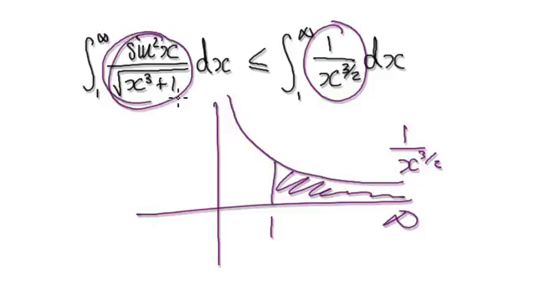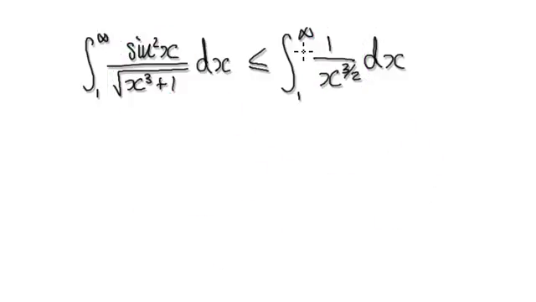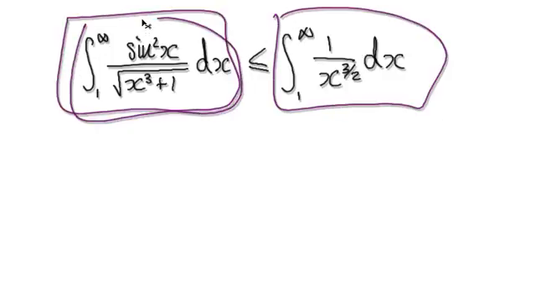Well, this being smaller, I don't know what it looks like, but this thing here is smaller. This thing here being smaller than this will have no choice but also to converge. So therefore, because this converges, this therefore must also converge. Okay.